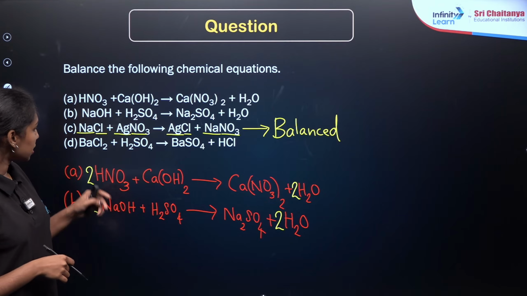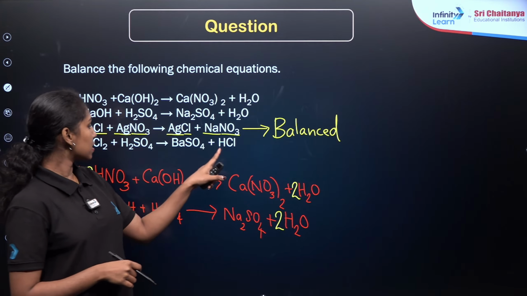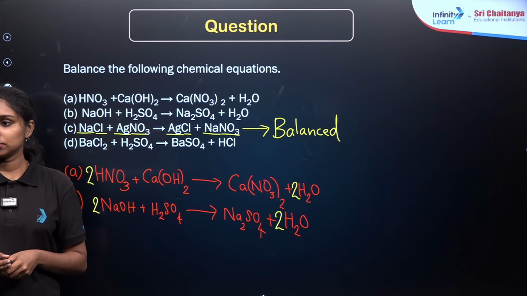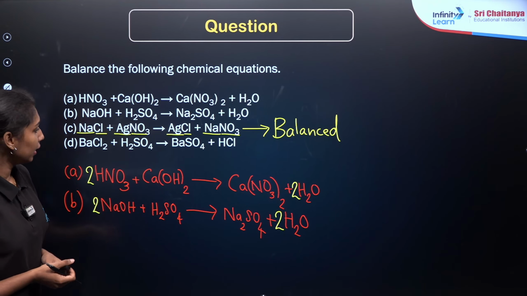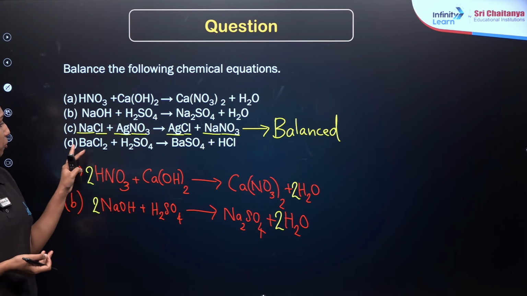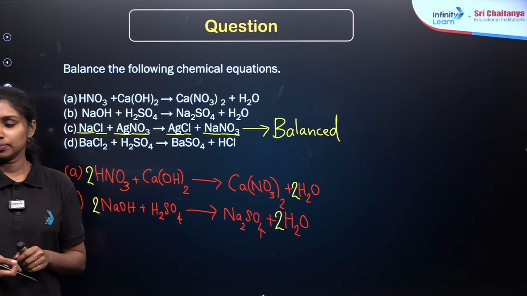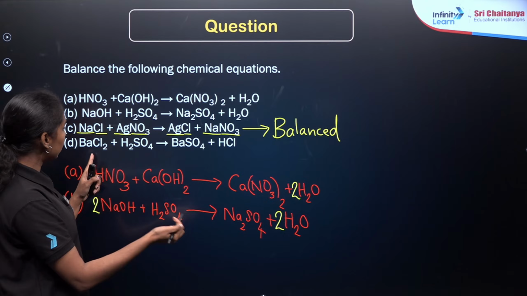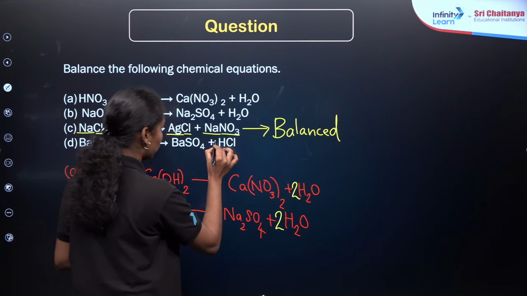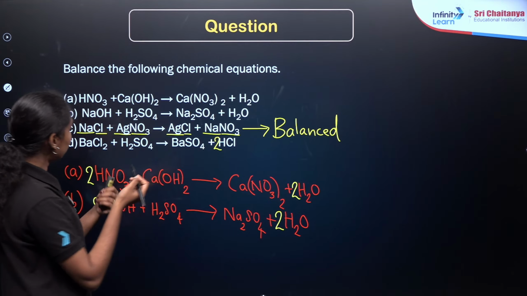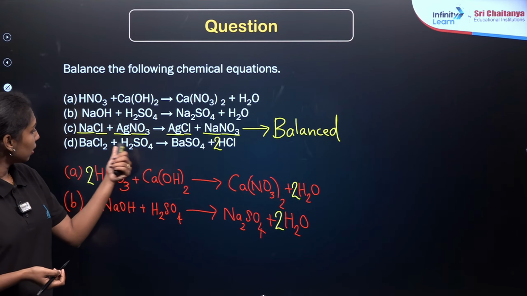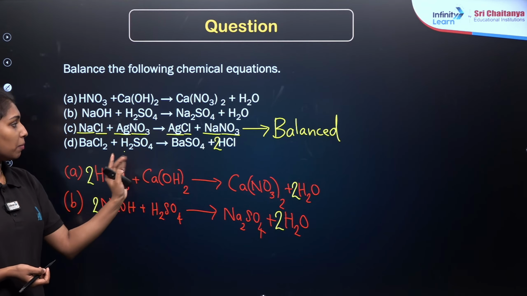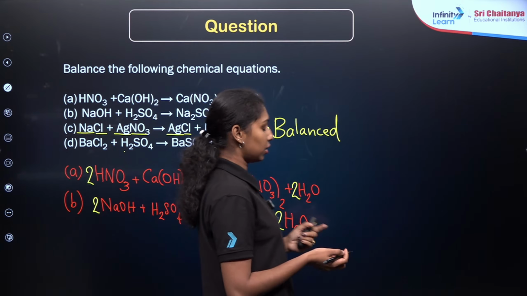What about the last reaction? BaCl2 plus H2SO4 gives BaSO4 plus HCl. Is it already balanced, right? Here there are 2 chlorine atoms, but in the product part there is only 1 chlorine atom, so multiplying with the number 2, 2 HCl, right? Then barium is balanced, chlorine is balanced, hydrogen is balanced, sulfate is balanced. So this will be the balanced chemical equation for the last reaction.